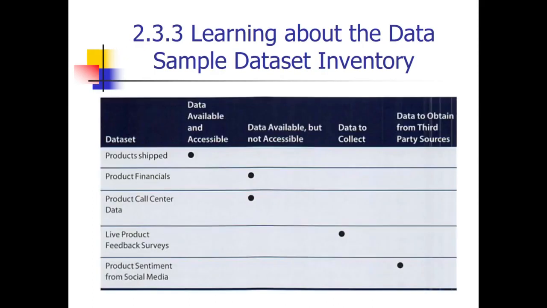So, learning about the data and sample data set inventory. Here, first of all, we check whether the data is available and accessible or not. First we have to check the data sets, that is products shipped. Then product financials, where data is available but not accessible, and product call center data is also available but not accessible. Live product feedback surveys we are able to collect, the live feed data, and product sentiment from social media also comes under data to obtain from third party sources. We have to collect this data. So from this data inventory we have to collect the raw data.